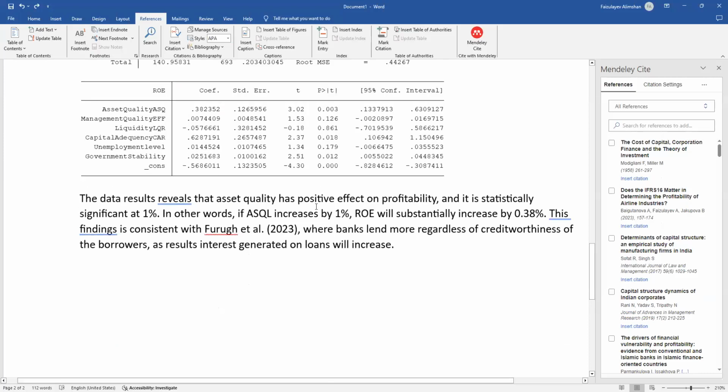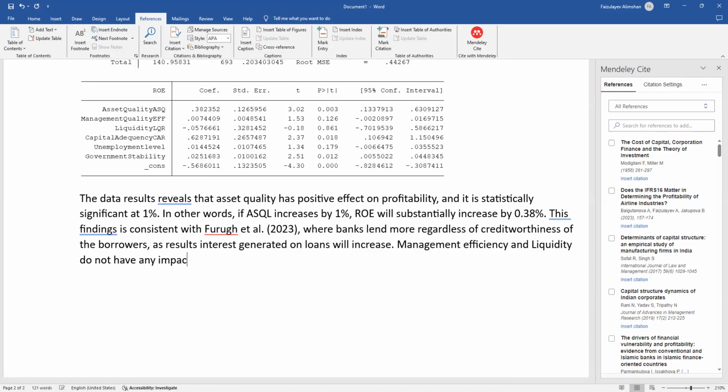Okay, then we continue. We can see that management efficiency and the liquidity, they don't have any impact. Yes, you can see it. It's not significant. We say that management efficiency and liquidity do not have any impact on ROE. That's it. You don't have to explain anything. Okay? They don't have any impact on that.